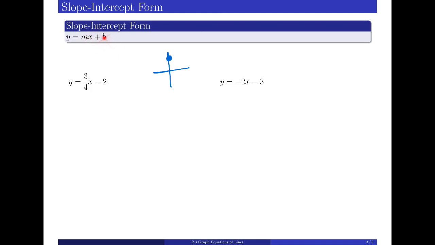So if we plug in 0 for x, we end up with this, so that's why this value is always the y-intercept, right? Looking at this first example, if we plug in 0 for x, we would have y equals -2. So (0, -2) is a point on that graph, and that happens to be the y-intercept. So we would have our y-intercept at -2, and then we count our rise over run with our slope. Our slope is 3/4, so our rise is 3, our run is 4.